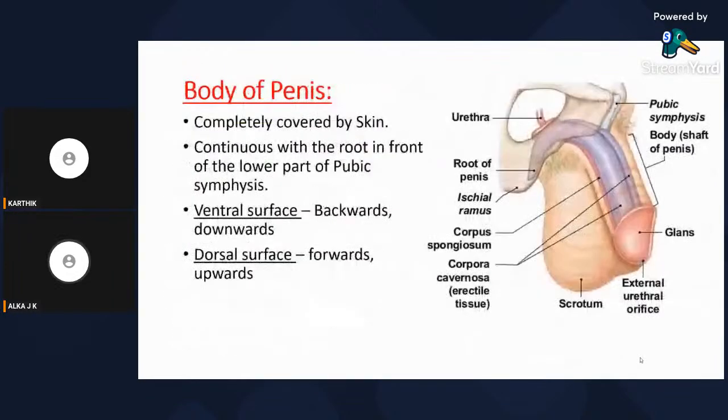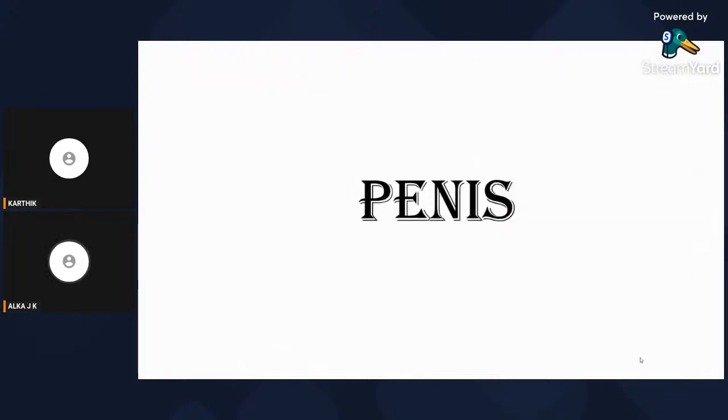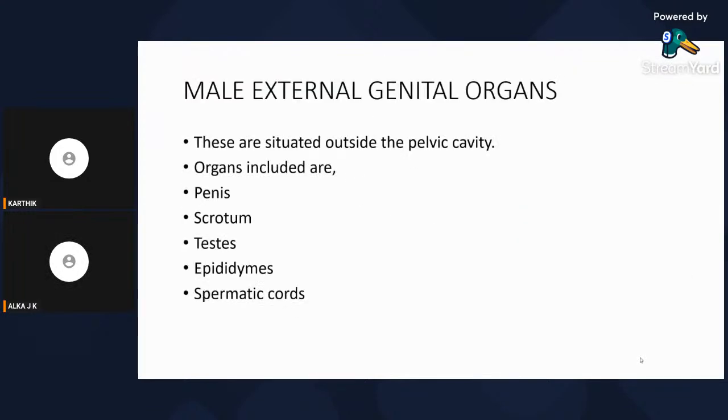Here, the first one I told you in my first slide. Penis will come for 5 marks, scrotum will come for 5 marks, testes will come for 5 marks, and spermatic cord also may come for 5 marks. Epididymis and all, they will nothing but come for MCQs.